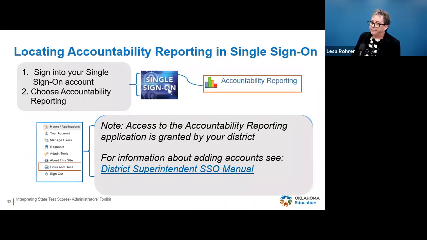So how do we get here? This is in your single sign-on account. You go to the accountability reporting application. If you do not have access to this application, that is granted at the district level. We've included the link for the district superintendent SSO manual, which shows them how to add users. This is housed on the single sign-on under links and docs. And Alyssa just put it into the chat box. So if you need this, then it's there as well.